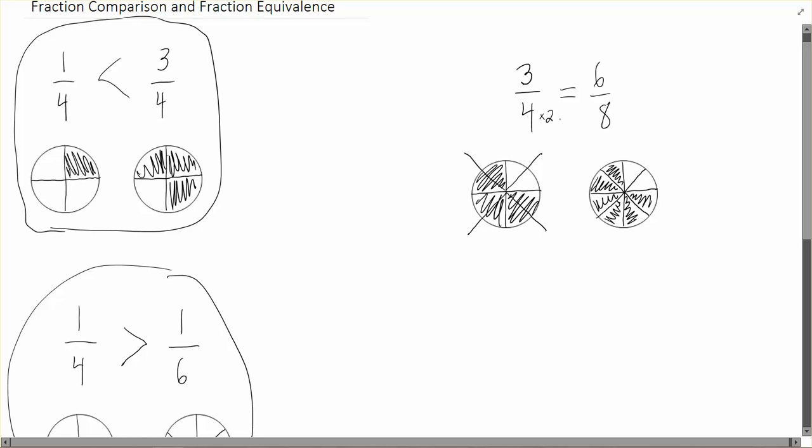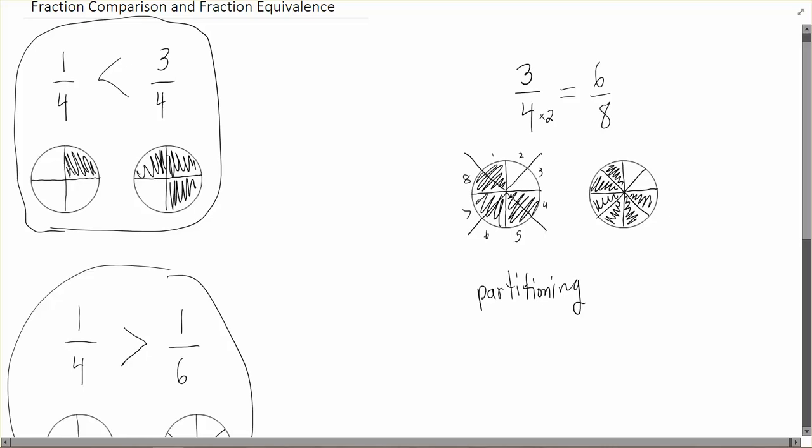What does that end up giving me? 8 pieces. 1, 2, 3, 4, 5, 6, 7, 8 equal sized pieces. So when I multiply a denominator by a number, I am what we call partitioning my whole into more pieces. 4 times 2 is 8 means I've taken my fourths and I've split them each in 2 parts and I've got 8 parts. Why should I also do 3 times 2?